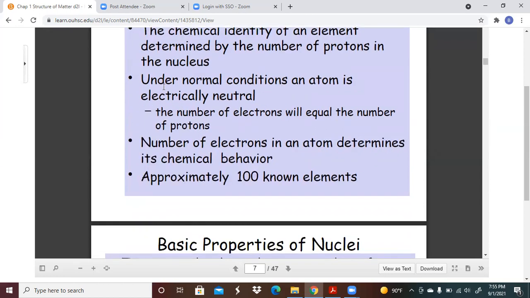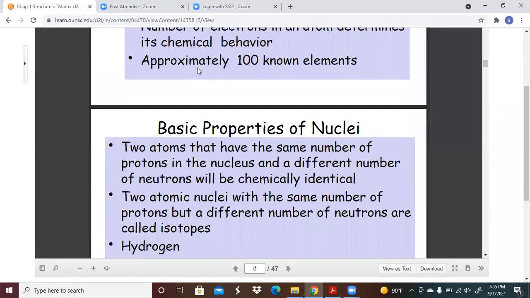Under normal circumstances, an atom is going to be electrically neutral. The number of electrons will equal the number of protons. So the number of electrons in an atom is going to determine its chemical behavior. And right now we know, I think it's more than 100, but around 100 different known elements, some of which have trouble remaining in existence for very long.